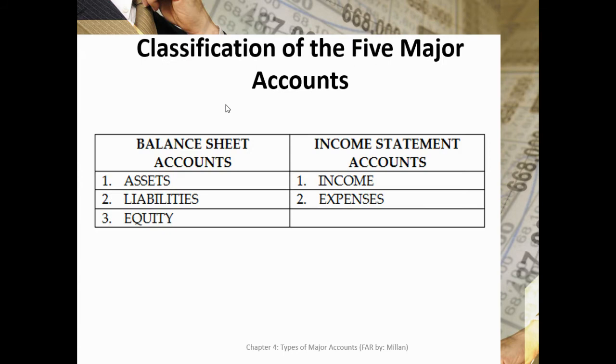These are the classifications of the 5 major accounts. Under balance sheet accounts, there are assets, liabilities, and equity. Under income statement accounts, there are income and expenses. The balance sheet is also called the statement of financial position. It is one of the components of a complete set of financial statements. The balance sheet shows the financial position of a business. How much are the assets of a business? How much is its total debt? How much is its equity? You will see that in the balance sheet.